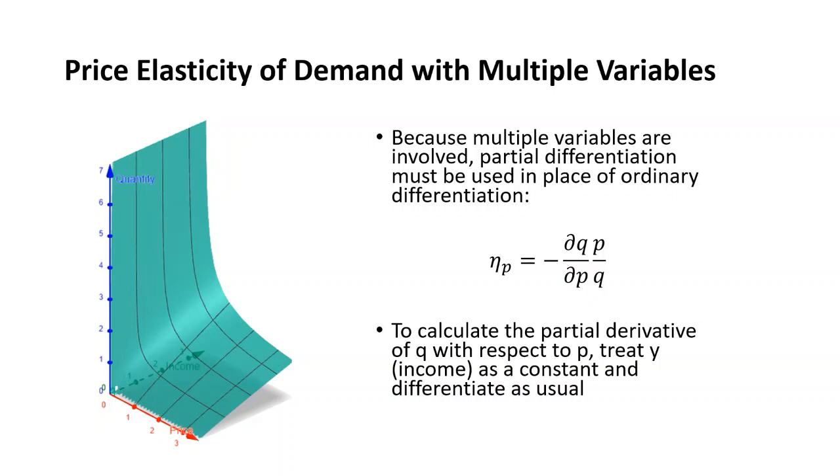In that case, we would change the original formula to negative partial derivative of Q with respect to price times P over Q. To calculate the partial derivative of Q with respect to P, we would treat Y, or the income, as a constant, and we would differentiate as usual.